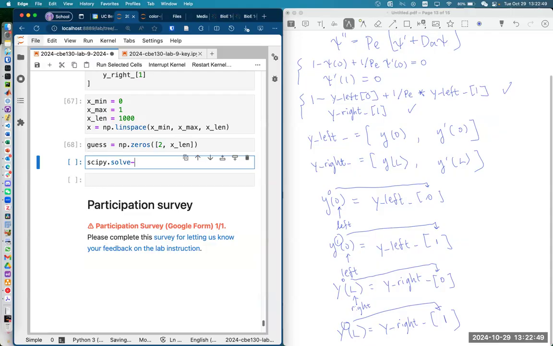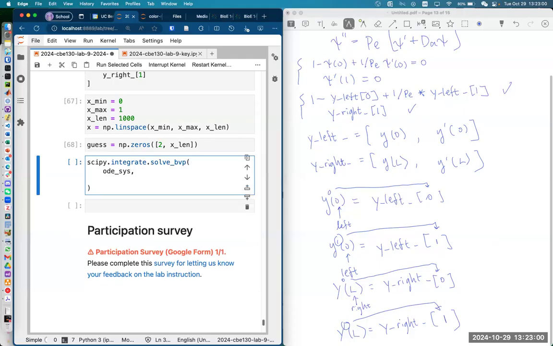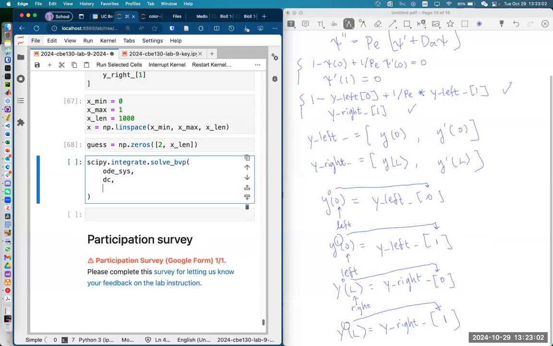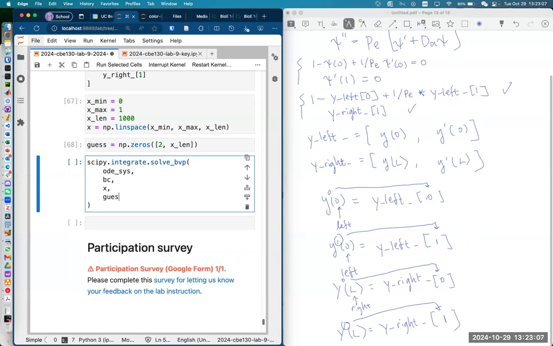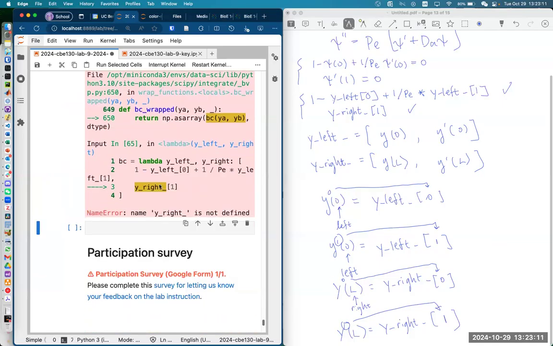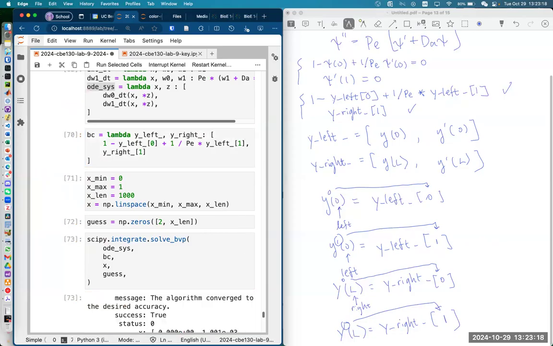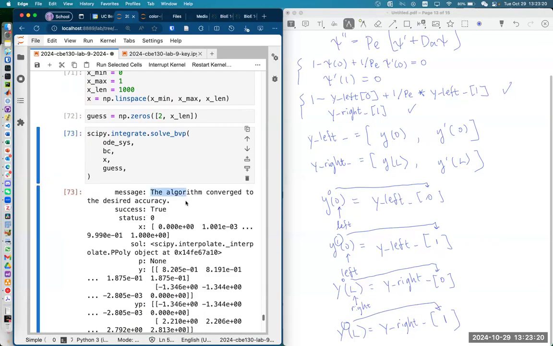And we can solve with scipy.integrate.solve_bvp, with the ODE system, the boundary conditions, the x, and the guess. y_right is not defined, so I should have y_right underscore here. And the algorithm has converged.